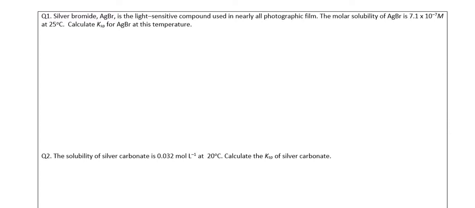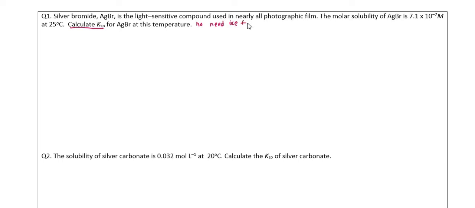Now we want to try several questions to strengthen our understanding of Ksp and molar solubility. Question number 1: silver bromide is the light sensitive compound used in nearly all photographic film. The molar solubility of AgBr is 7.1 × 10^-7 molar. Calculate Ksp. As I said before, if you want to calculate Ksp, no need for an ICE table.